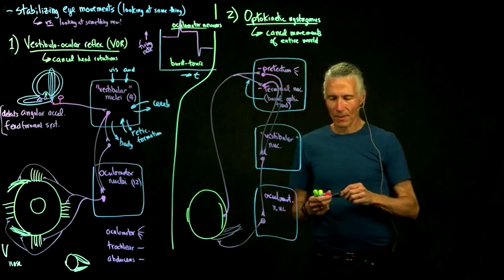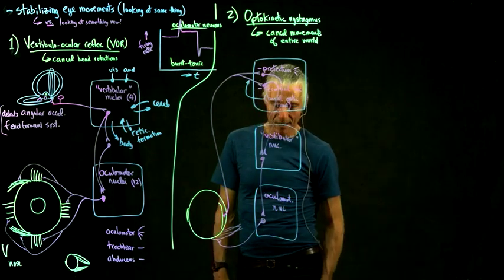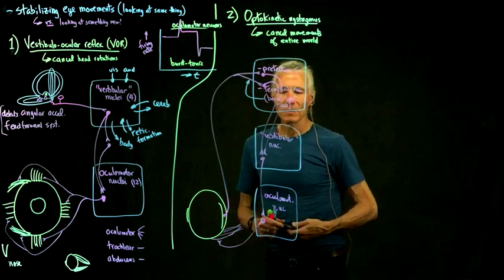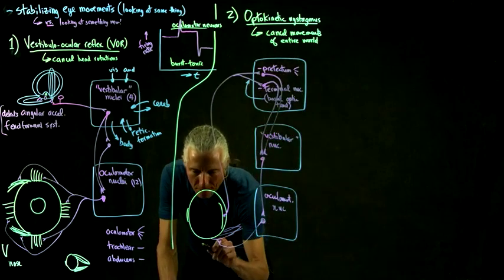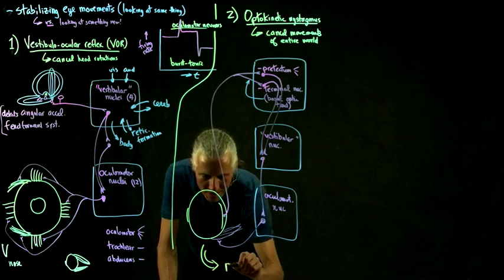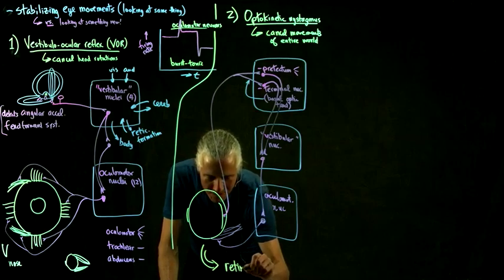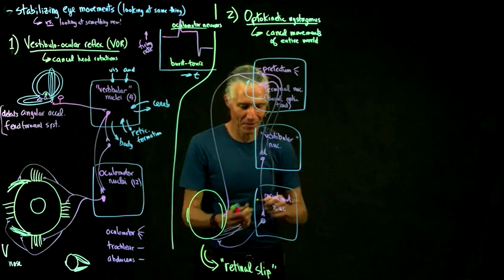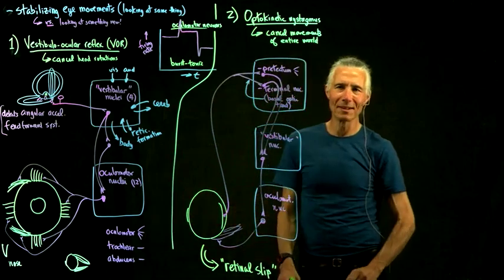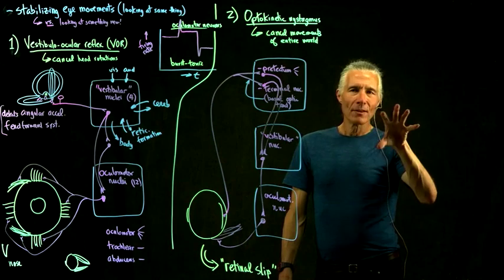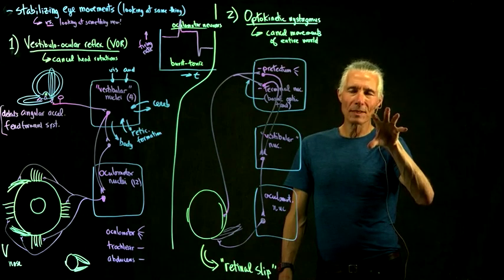So how does this system work? So it's detecting what's called retinal slip. So what is retinal slip? So what it's trying to detect, that's just like what the oculomotor people call movement. So what you're trying to do, your goal is to have no movement relative to the world.